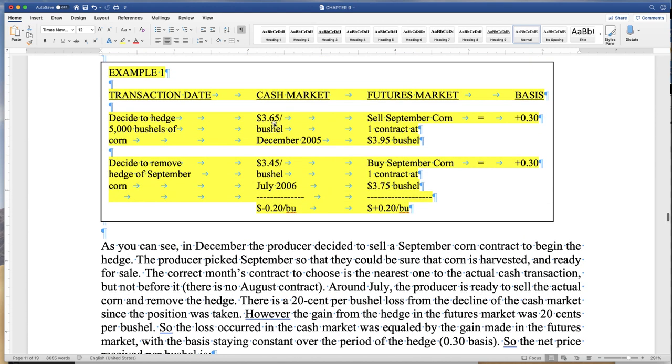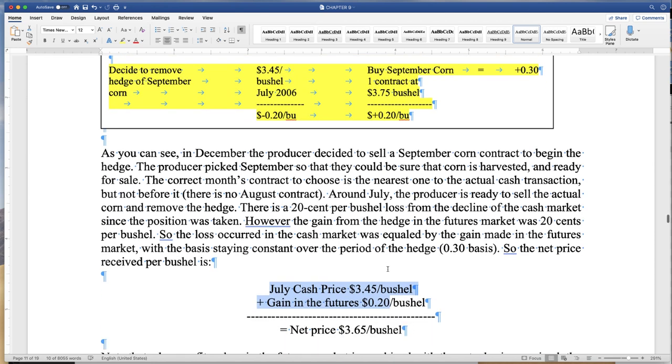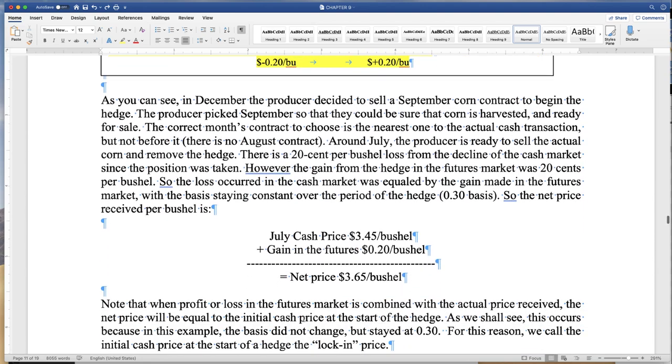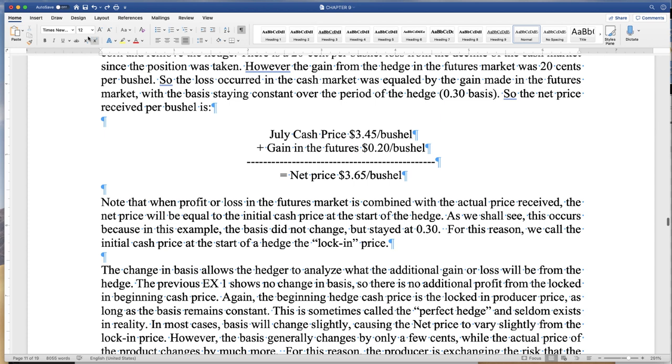In fact, we can look at this table. We started out at 365. The cash fell to 345. The futures market also fell, but we sold and then bought back, and that gave us 20 cents in profit. That means we actually sold our corn for 345, but we got 20 cents back in the futures, which gets you to 365. Notice that was the same beginning cash price. So that's called the lock-in price. Make sure you know what that lock-in represents. It was identified right here in this sentence. So that's an example.